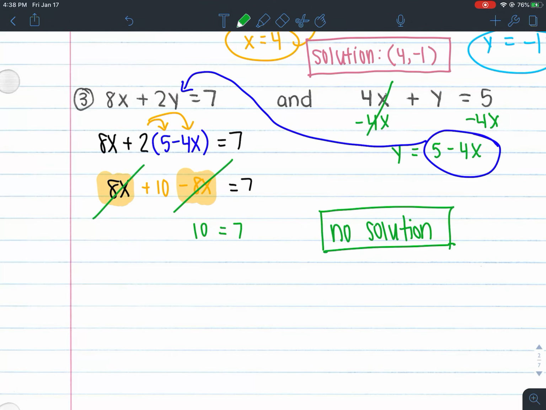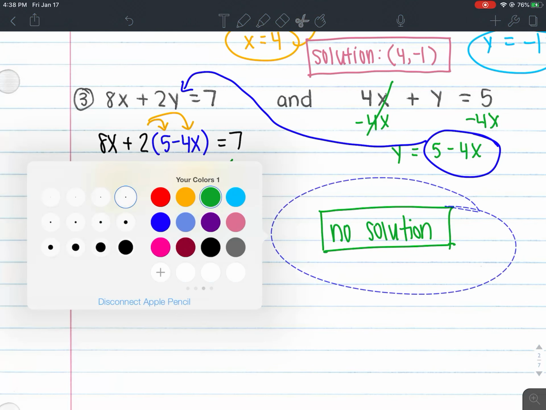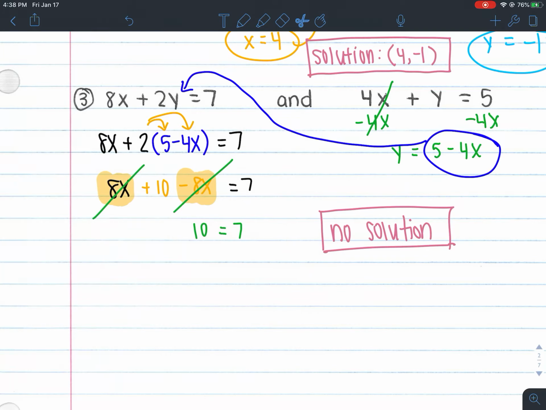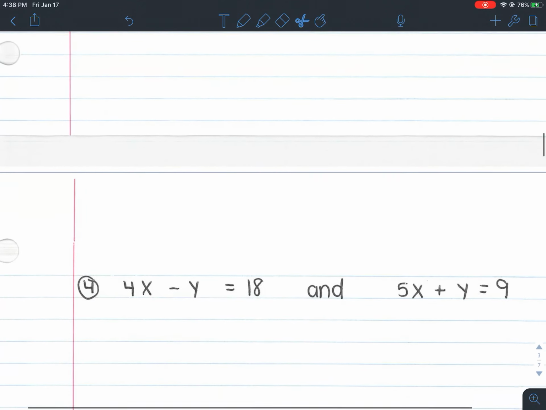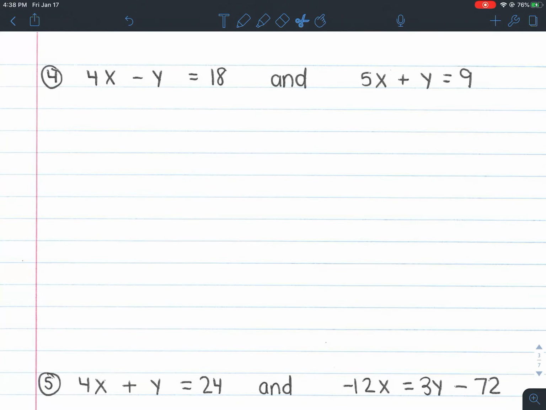So what does that mean if I were to graph this? It means that if I tried to graph this, I would have 2 lines that were parallel to each other because they have the same slope, okay? Now, because they have the same slope, they're never going to intersect, so they're never going to cross, so they have no solution. Moving on to number 4.